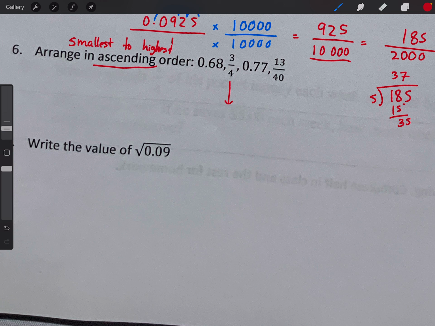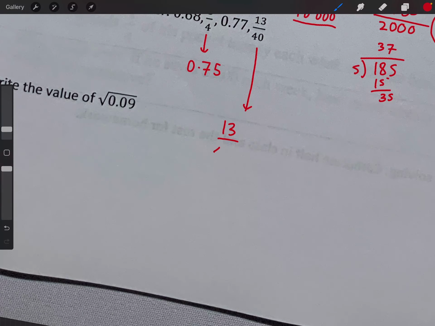3 quarters we should know is going to equal 0.75. Now this one, what is this as a decimal? Let's just have a look. 13 over 440. The best way to convert into a decimal is I want to get this into 100. I want to turn this into 100.